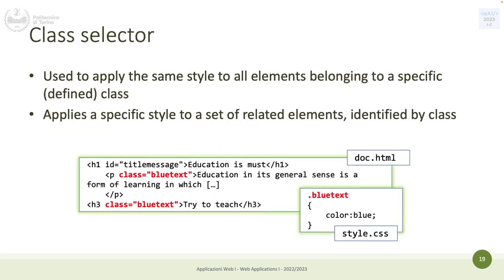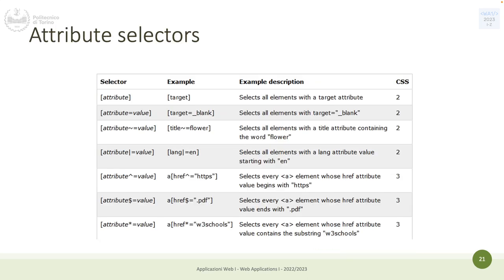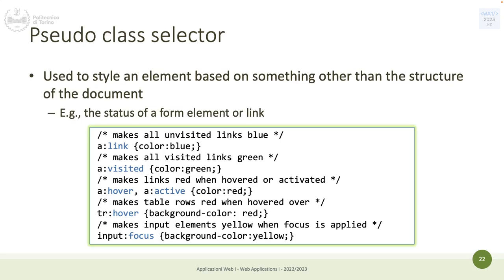We have seen the element selector, the class selector, the ID selector. The attribute selector can be varied. You can say, I want just all the elements with that attribute, or all the elements with that specific attribute with a specific value of the attribute, or elements that contain a subset of that value in that attribute, etc. All the combinations you can probably imagine, including starting with, ending with, etc.